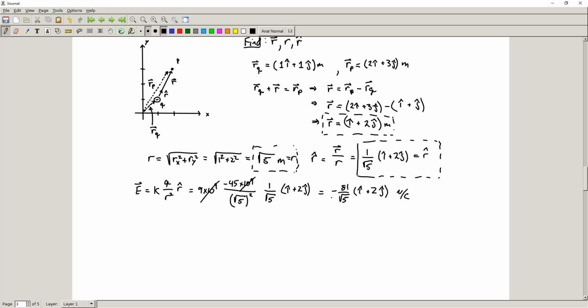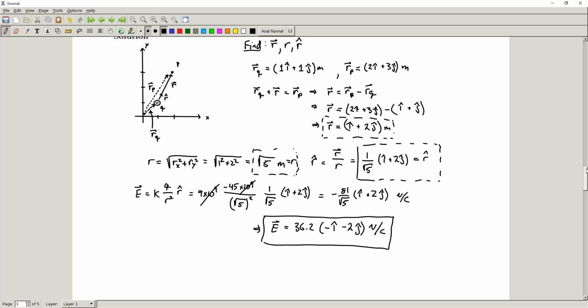And so if we finished this calculation, clean that up a little bit, and I'm going to move the minus sign inside so we get a better sense for what direction this thing is pointing in, we would end up with an E that would look like this. It'll be 36.2 negative i hat negative 2j hat newtons per coulomb. Okay, and that is the electric field at the point P. That's what we're looking for in this problem. I'm just going to pause for a second to save this PDF so I don't lose it. Okay, and we can keep going.